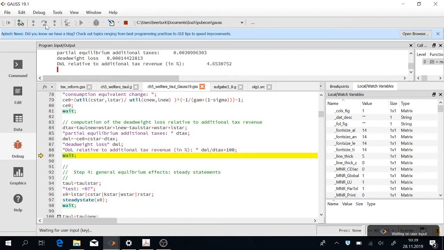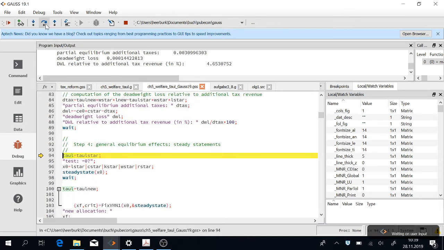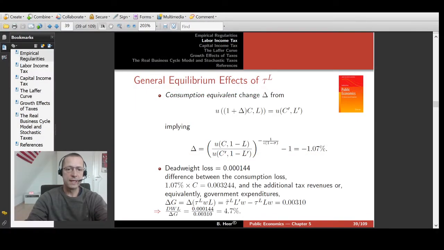This terminates step 3. Now we compute the whole stuff for the general equilibrium. So what do we do in this case? Let's go back to our slides and let's compute the general equilibrium effect here.